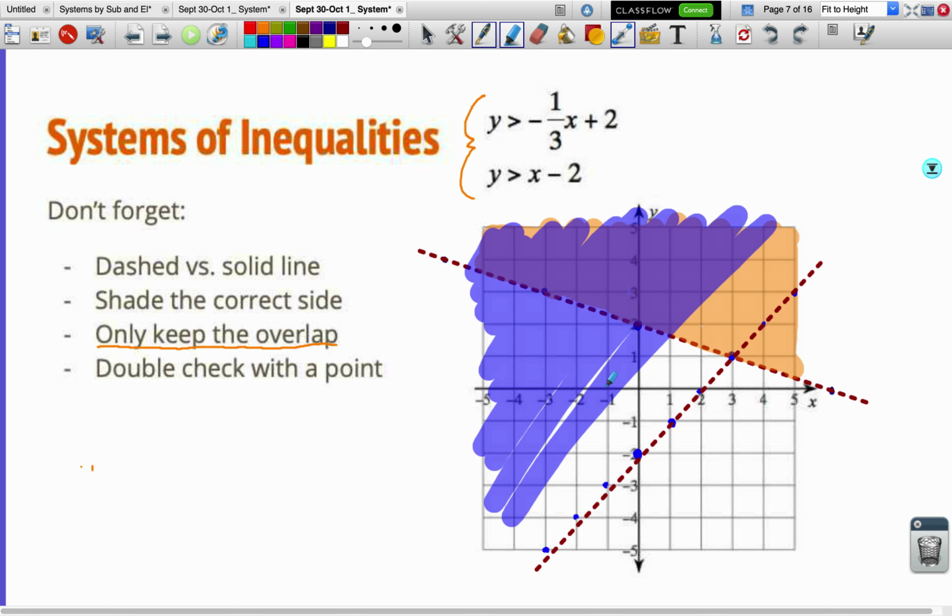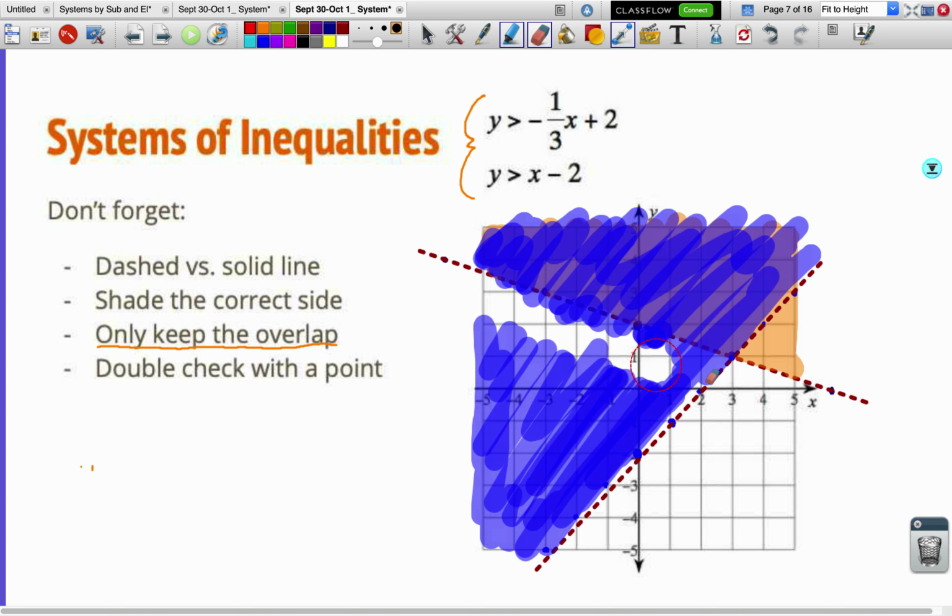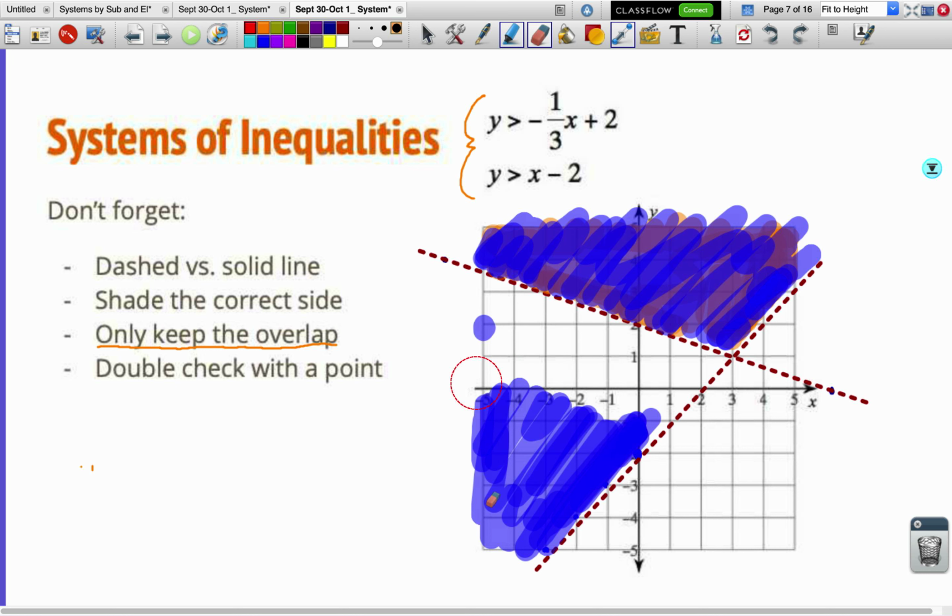So when I shade above this line, one of these regions becomes darker because it's the overlap. That's the only part that we want to keep. So only keep the overlap. So that's why we do this lightly, so we can come back with our eraser and get rid of all of this extra shading over here and over here.